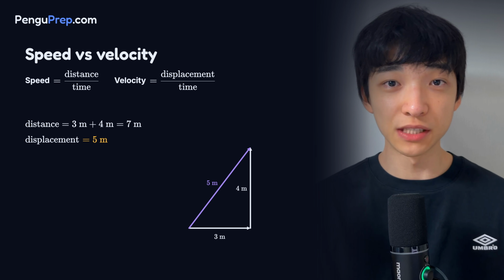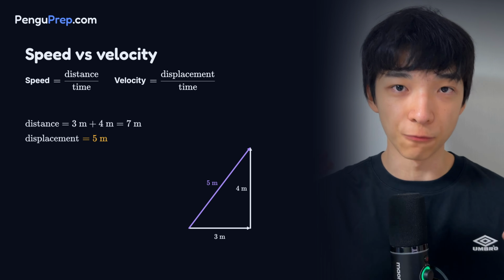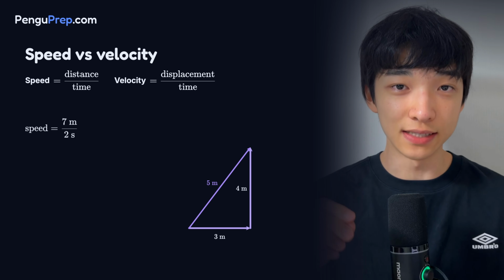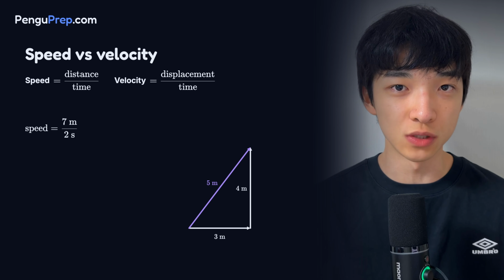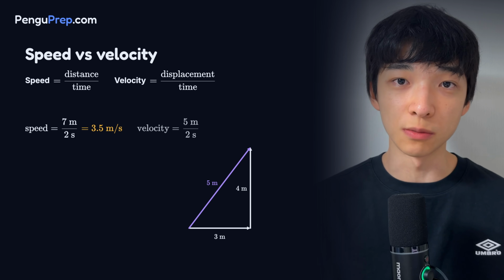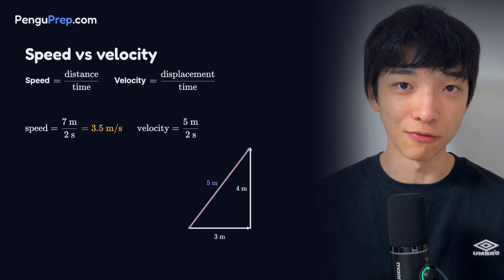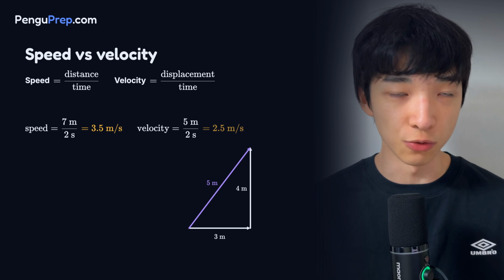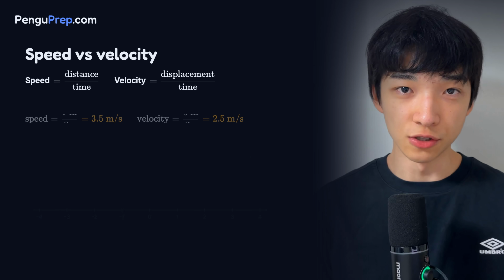For example, if it took me 2 seconds to travel 3 meters east and 4 meters north, then my speed is the distance 7 meters divided by 2 seconds, which is 3.5 meters per second. But my velocity is going to be 5 meters, which is the displacement, divided by 2 seconds, getting you 2.5 meters per second. Let's apply this to the number line as well.